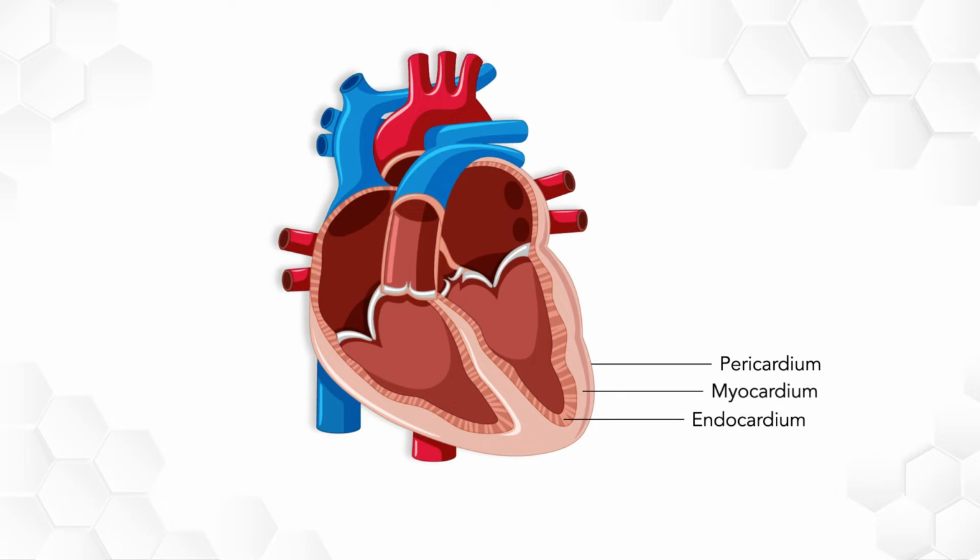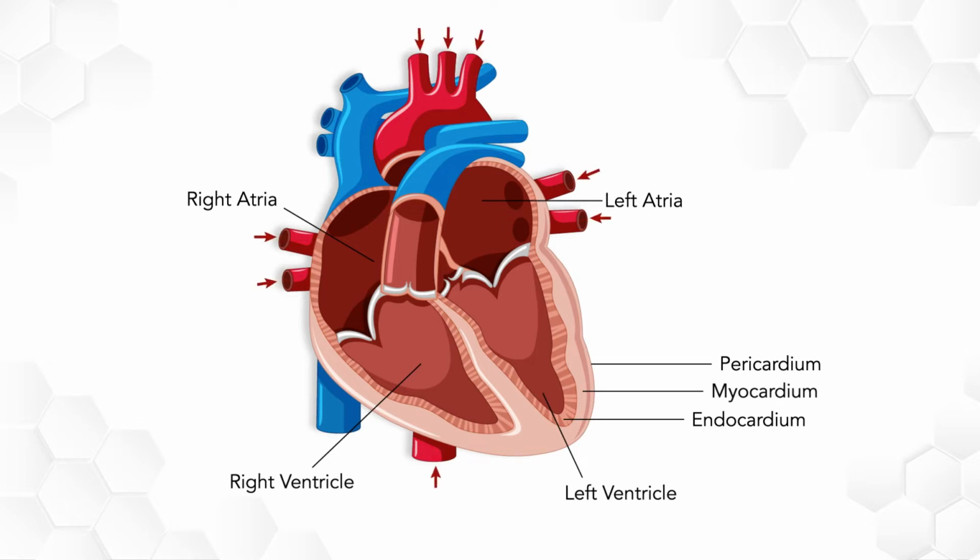The heart is located between the lungs and just to the left of the middle of the chest cavity. It is divided into 4 chambers: 2 ventricles, right and left, and 2 atria, right and left. The atria are the 2 upper chambers and receive blood, while the ventricles are the 2 lower chambers that are responsible for discharging blood from the heart.